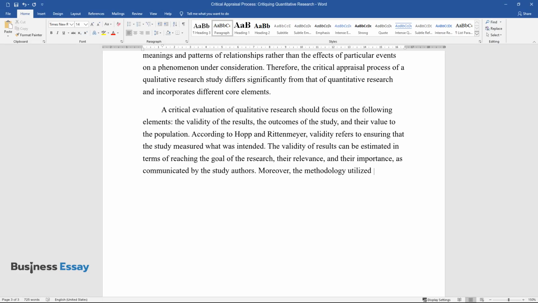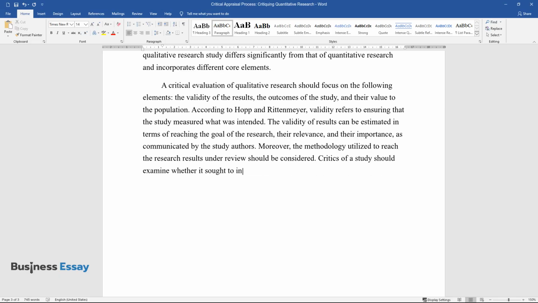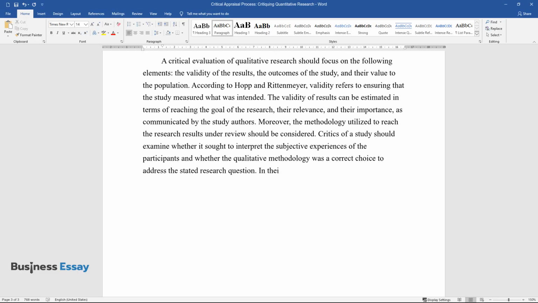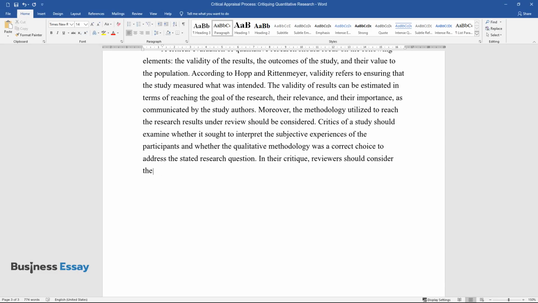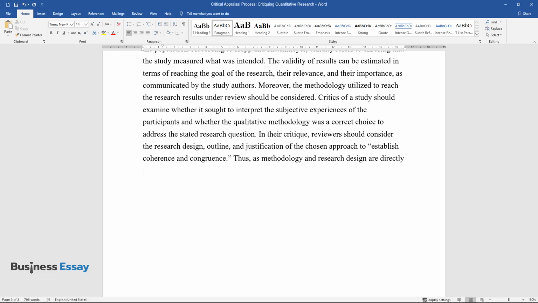Moreover, the methodology utilized to reach the research results under review should be considered. Critics of a study should examine whether it sought to interpret the subjective experiences of the participants and whether the qualitative methodology was a correct choice to address the stated research question. In their critique, reviewers should consider the research design, outline, and justification of the chosen approach to establish coherence and congruence. Thus, as methodology and research design are directly correlated with the study outcomes, they should be carefully evaluated in the critical appraisal.